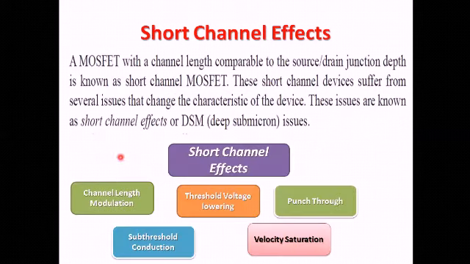Now the brief discussion of the short channel effects. A MOSFET with a channel length comparable to the source drain junction depth is known as the short channel MOSFET. The short channel devices suffer from several issues that change the characteristics of the device. These issues are known as short channel effects and also DSM, that is the deep submicron issues. Now the short channel effects are of different types, such as the channel length modulation. Second one is the threshold voltage lowering, punch through, sub-threshold conduction and the velocity saturation.